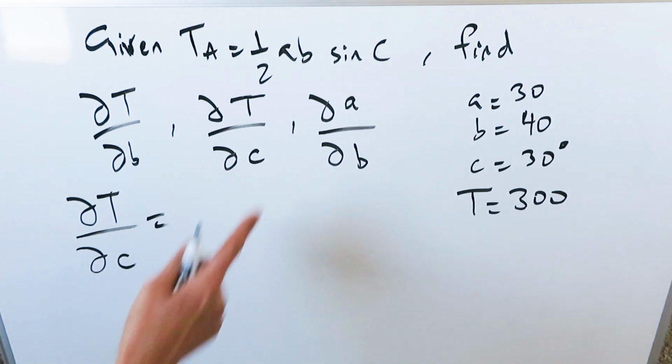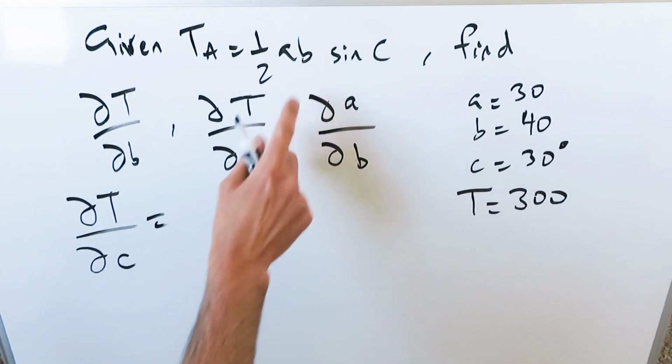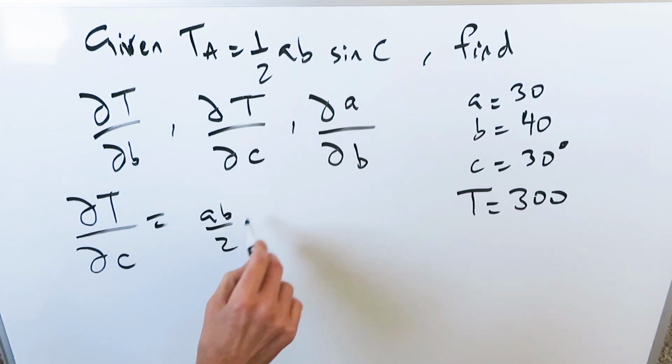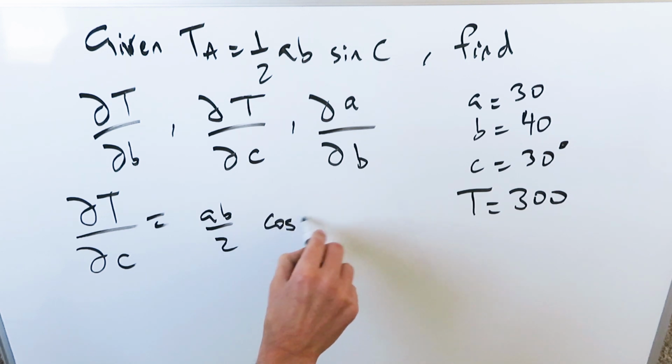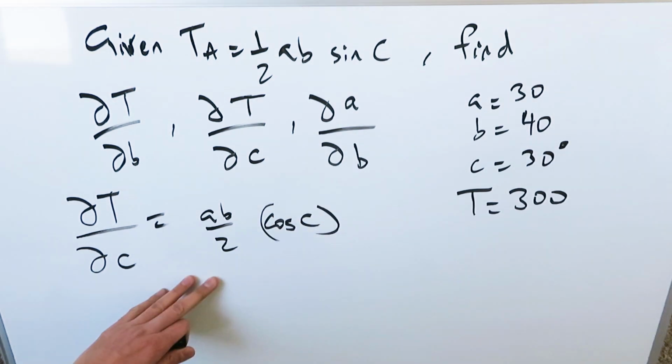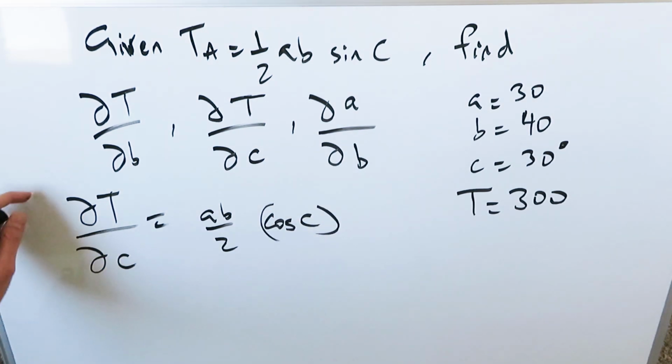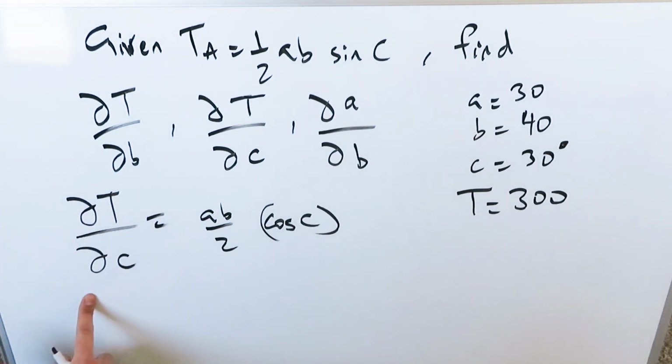Now I have to look at this. What are my constants? A, B, and 2. I have AB over 2. What's the derivative of sine C? It becomes cosine C, and this will be my template, my equation, into which I will now use those items to determine the rate of change of the area with respect to the angle C.